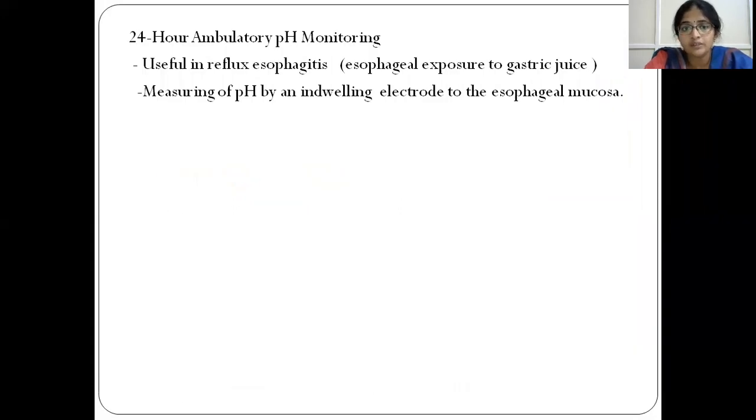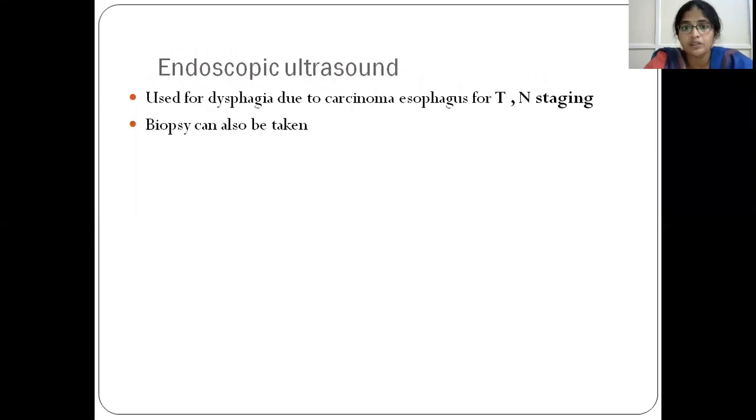We have to monitor the pH of the esophagus. That is by the 24-hour ambulatory pH monitor. It is useful in reflux esophagitis. That is how we will measure the pH, by putting an electrode to the esophageal mucosa. Then we will monitor the pH. Endoscopic ultrasound is useful for carcinoma esophagus for staging. It is also useful for taking biopsy.